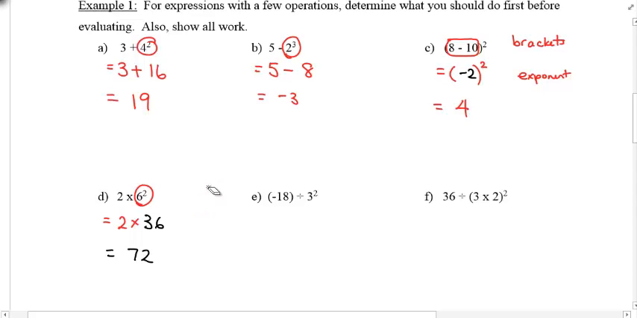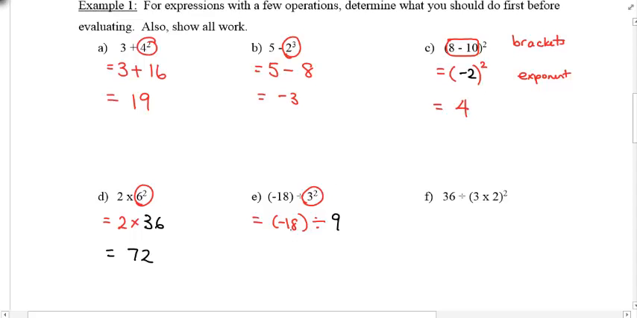Okay, alright, E, division and exponents. Let's do the exponents first. Negative 18 divided by, and now what's 3 squared? That is 9. So once again, this bracket here is not really a bracket. It's just there to help me understand that this is a negative number.